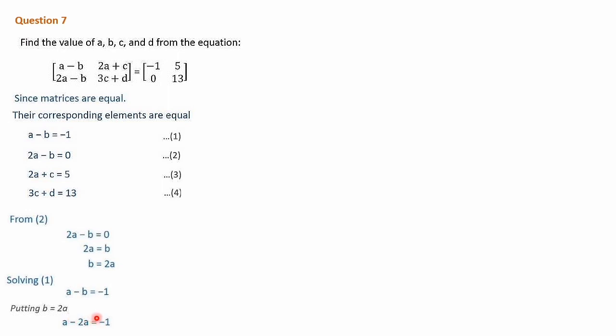A minus 2a is equal to minus 1. Then a minus 2a we know the value, that is minus a. Minus a is equal to minus 1. Cancel minus on both sides. So a is equal to 1, we have got the first variable value, a is equal to 1.